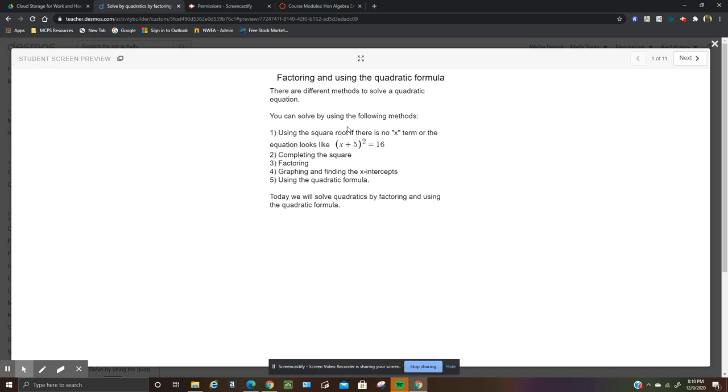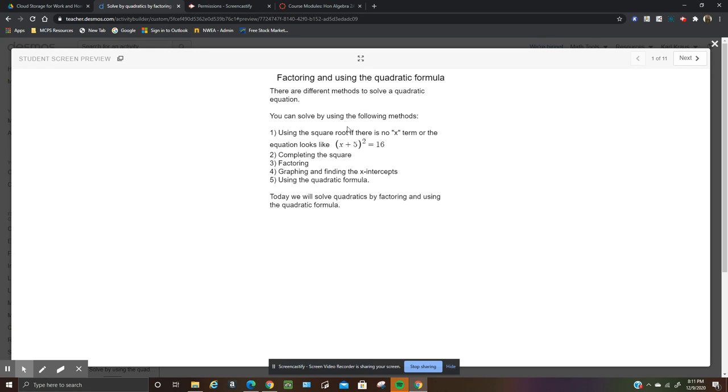So there are different methods to solve a quadratic equation. You can solve by using the following methods. You can use the square root if there's no x term, or if the equation looks like something in parentheses squared equals a number, and then you can take the square root of both sides. Or you can solve by completing the square. Next week we'll learn about that. Today we're going to learn about factoring.